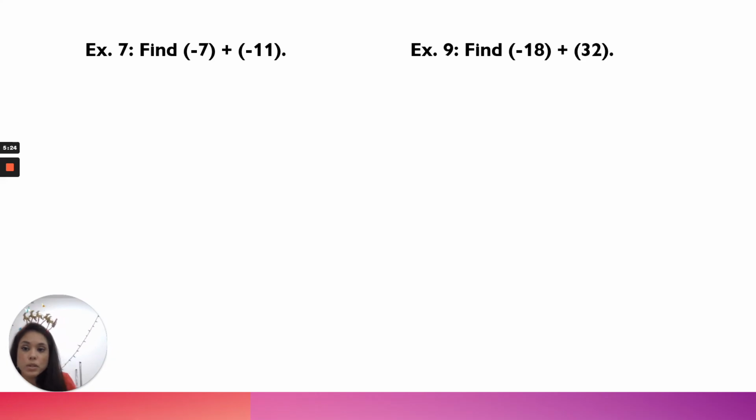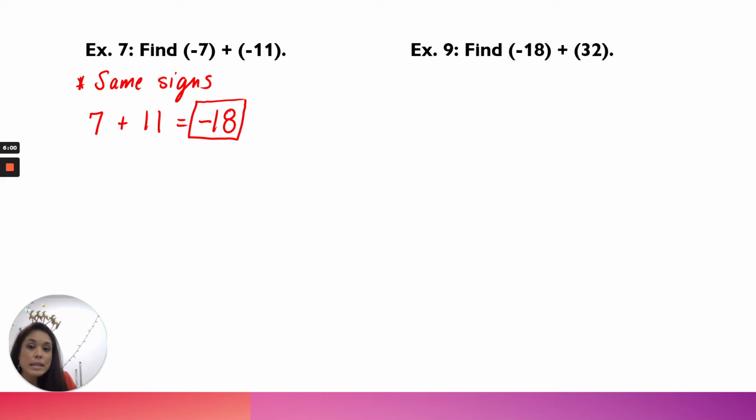Let's do a few examples. So here you can make a note. They have same signs. So we have a -7 plus a -11. And the instructions tell us that we first find the absolute value and we add them together. So 7 plus 11 equals 18. And since they are the same sign, we are going to add the sign onto our answer, and the answer is -18.